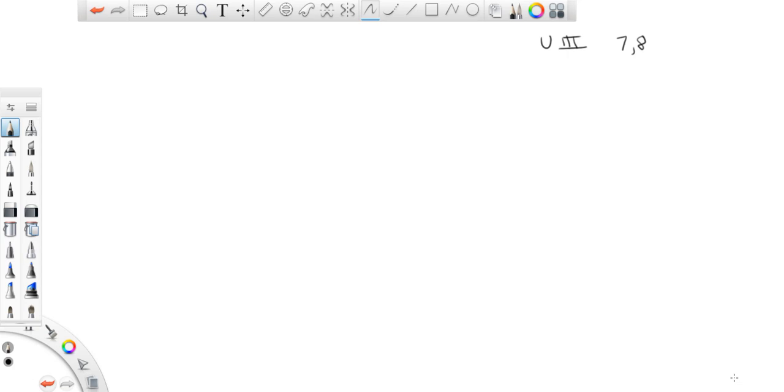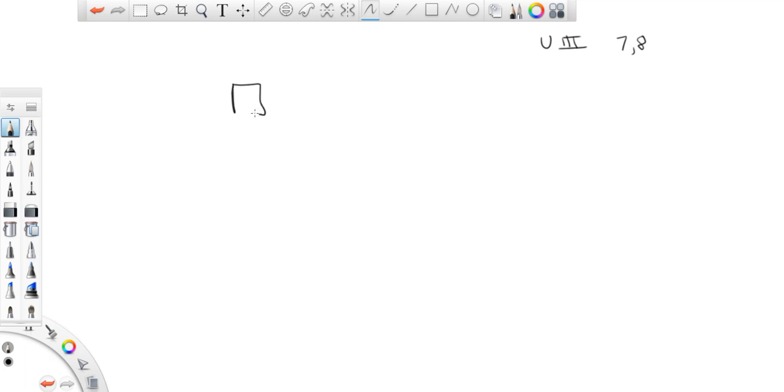I'm making this video to help you out with numbers 7 and 8 in your Unit 3 homework. Alright, so number 7: calculate the force needed to bring a 1,050 kilogram car to rest from 85 kilometers per hour in a distance of 130 meters.